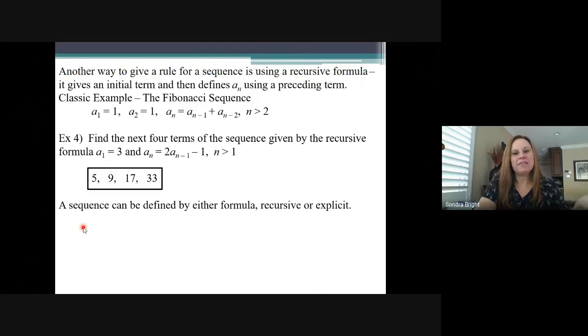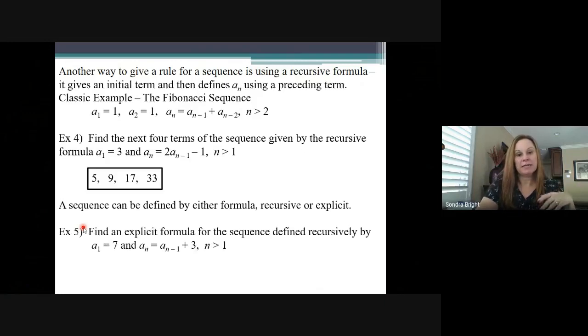A sequence can be defined by either formula, recursive or explicit. Sometimes we may give you an explicit formula and ask you to define it recursively. Other times we may give you a recursive formula and ask you to find the explicit formula. Not all sequences can be defined explicitly. Like the Fibonacci sequence can only be defined recursively, but when they can be, then we do this.